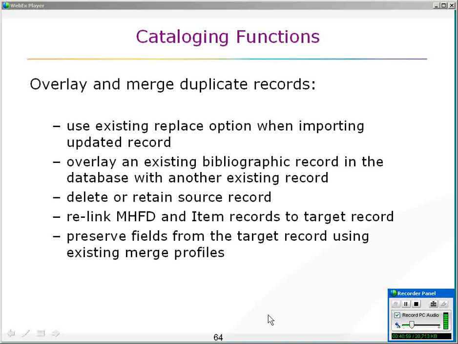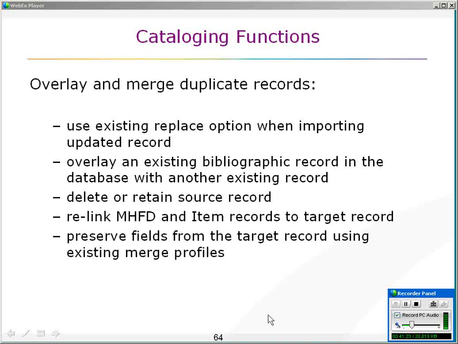So there are a lot of things that we can do. In the case of the on-the-fly example, this would be an existing record in the database being overlaid by another existing record. So the on-the-fly record is being overlaid by a full-blown bibliographic record that's already in the database.